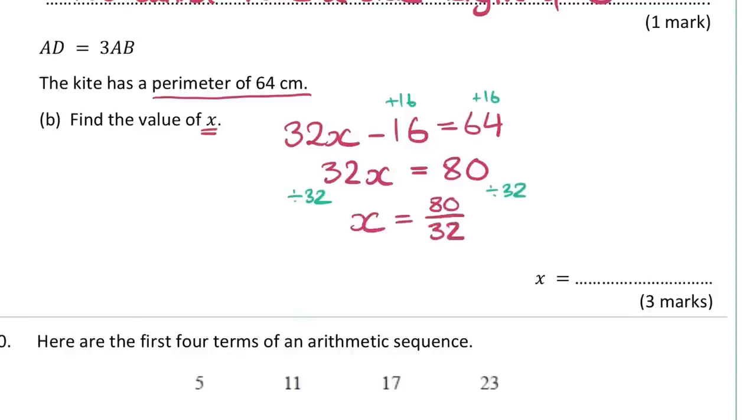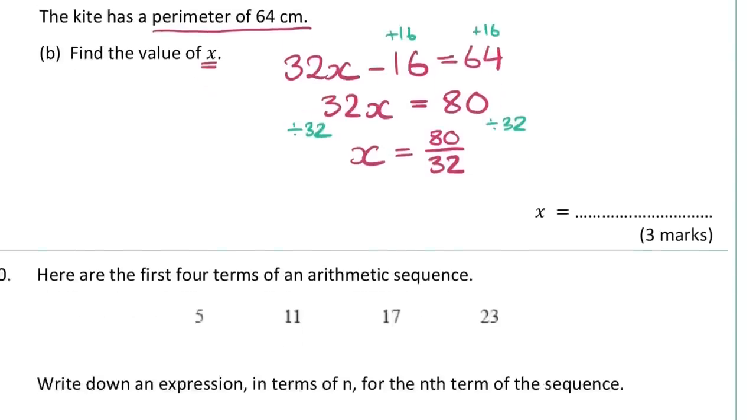Now, nothing in this question says that that value of x has to be written as a decimal. It doesn't say write it in any particular form, it just says find the value of x. Well, x is equal to 80 over 32. So that's absolutely fine to leave your answer like that. Be absolutely perfectly happy writing that on the dotted line. However, obviously, if you're having a go at this, you may have written it slightly differently.